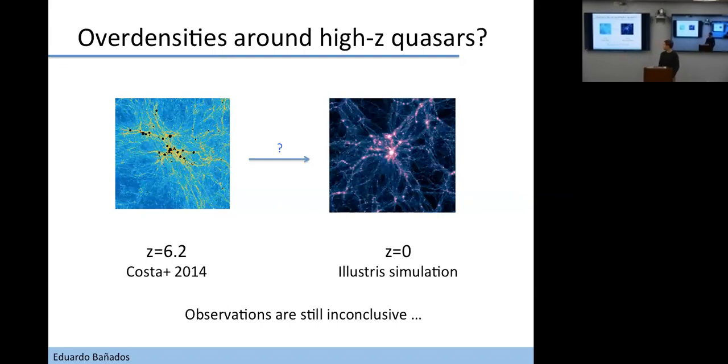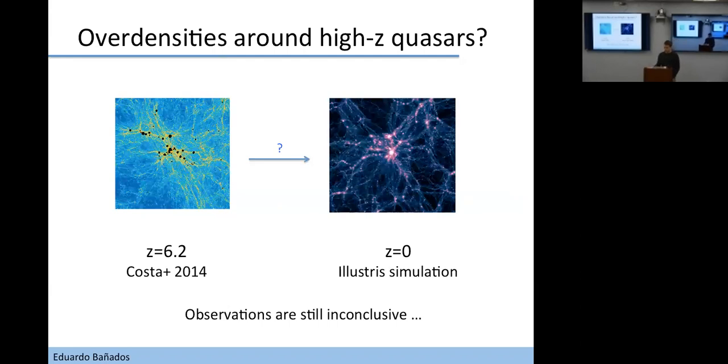This is the expectation, but observationally, this is still inconclusive. Since the discovery of these objects, people have tried to test for this and see if you find overdensities of galaxies around these quasars. Most of these studies, especially at the beginning, focused on Lyman break galaxies, so galaxies that were detected in the same way as the quasars. Some studies found overdensities, some found that you couldn't distinguish between a blank field and a quasar field, and some others even found underdensities. But the main problem with that is that this technique has a very large redshift error, a delta z of 1. So even if you find an overdensity, you are not quite sure if it's related to the quasar or not.